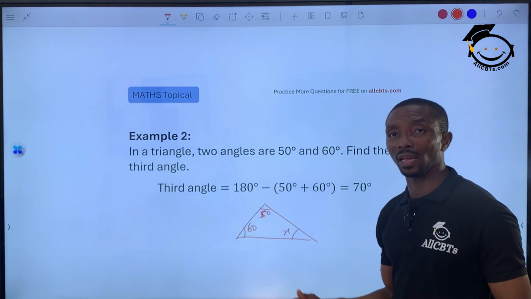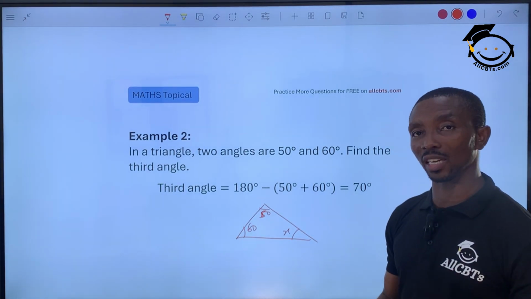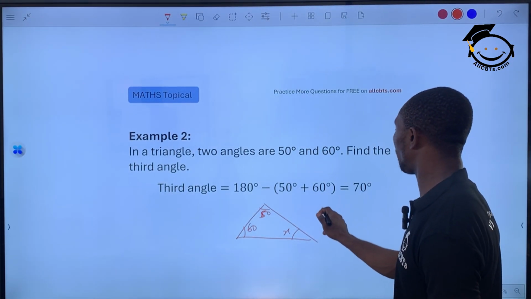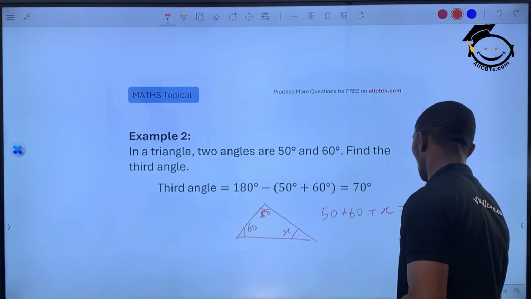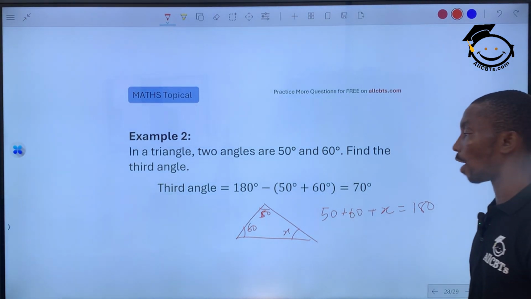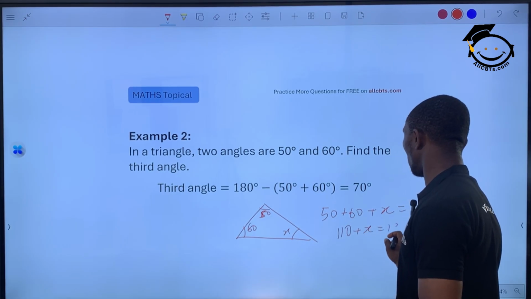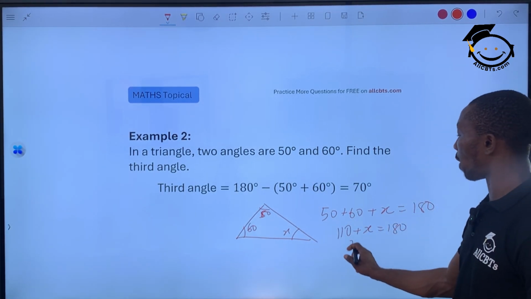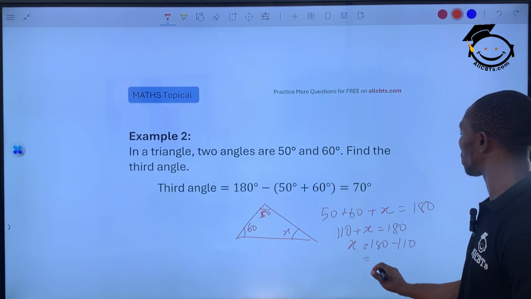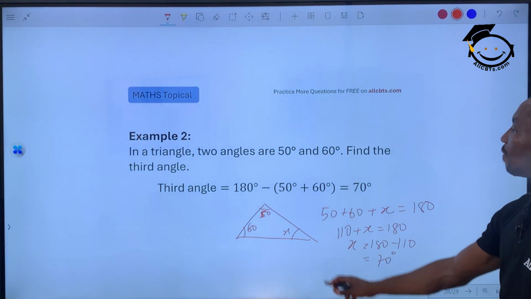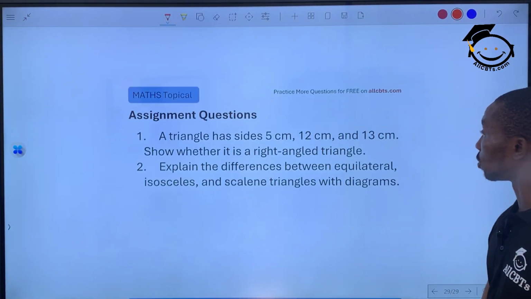Now, earlier we learned that the sum of the interior angles of a triangle is 180 degrees. So here we have 50 plus 60 plus x equals what? 180 degrees. Okay, this gives us 110 plus x equals 180 degrees. So therefore, x equals 180 minus 110, which gives us 70 degrees. So our value for x, the third angle, will be 70 degrees.